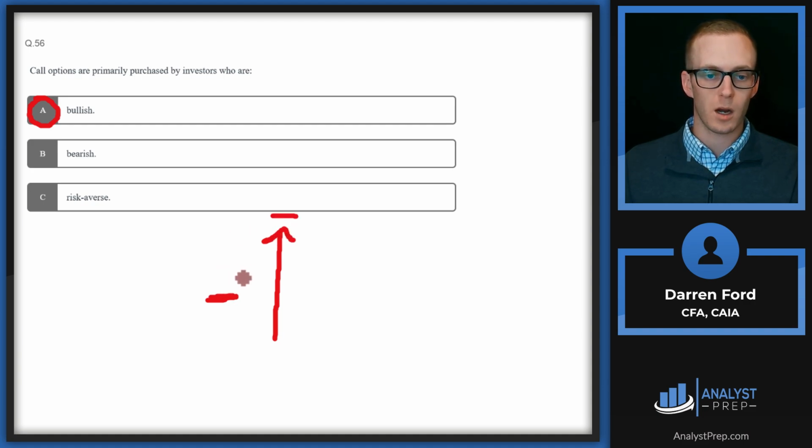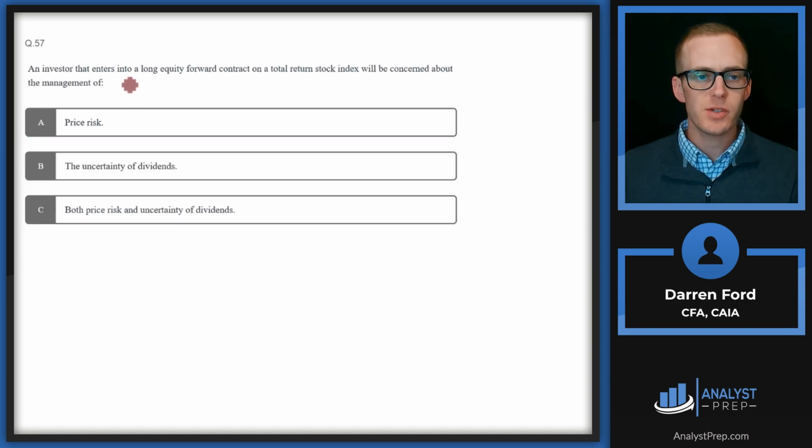So if we are bullish, meaning we think the price is going to go up, then we would be buying a call option. Bearish would be applicable to a put buyer or a call seller. And risk averse, normally risk averse investors would not be investing in derivatives because they tend to have embedded leverage and just potentially more risk than buying the underlying securities. Answer A.